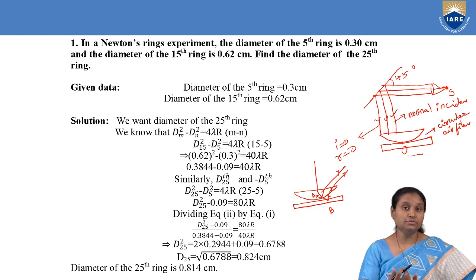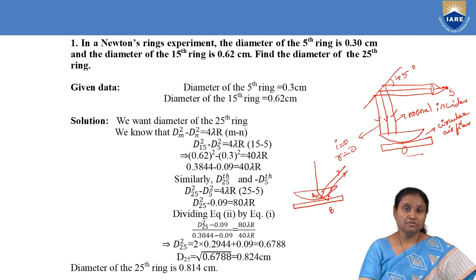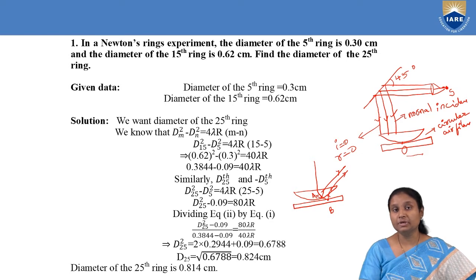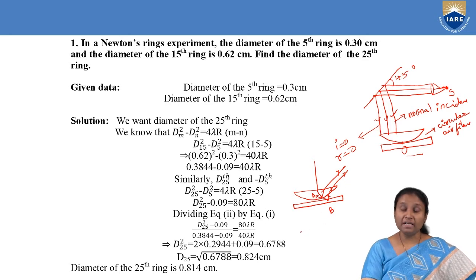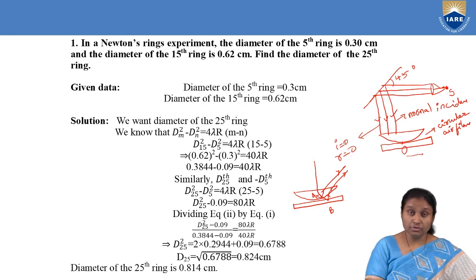So light is divided into two parts because of division of amplitude, whereas we have seen in Young's double slit experiment, there we have division of wavefront. So in this case, light is being divided by division of amplitude, and these light waves which are getting reflected from the top and bottom surfaces of the air film will interfere and give rise to an interference pattern. And what type of pattern are we going to get here?